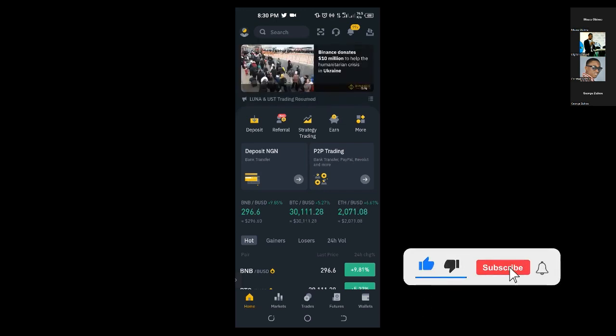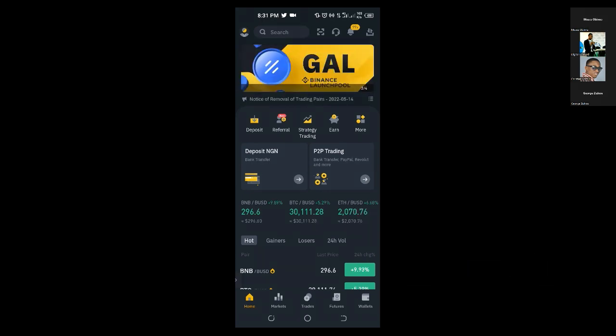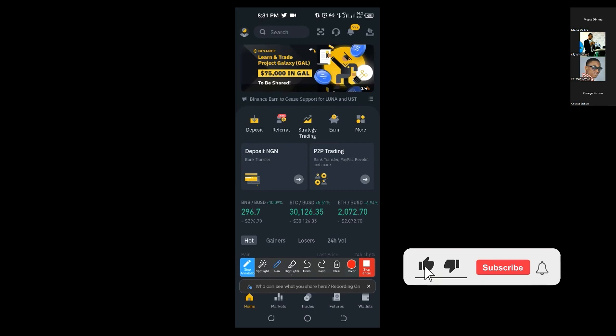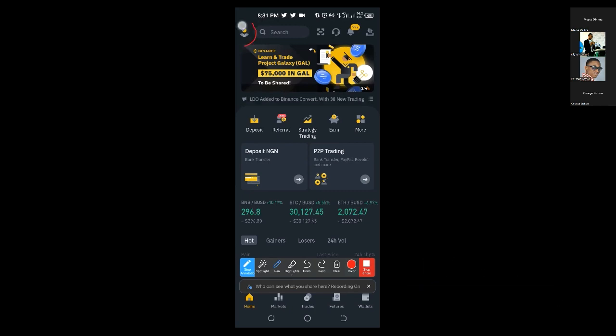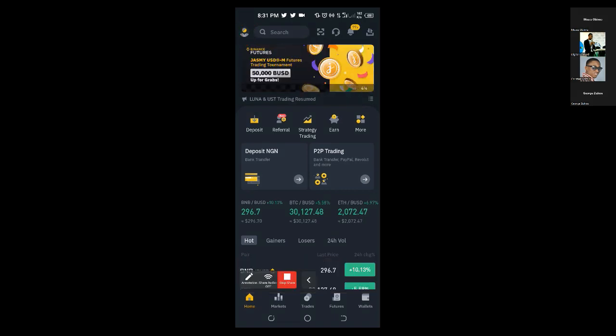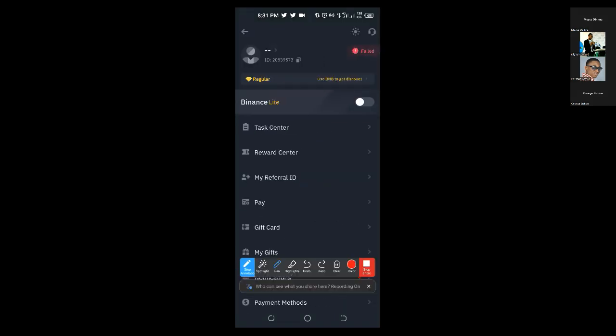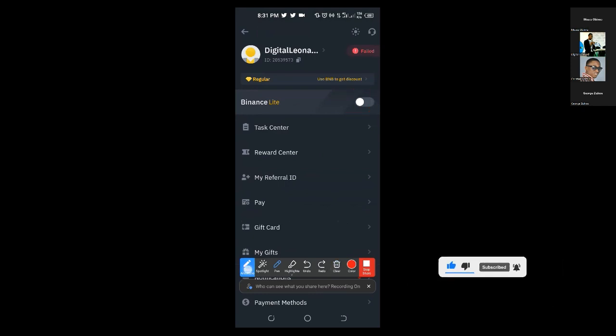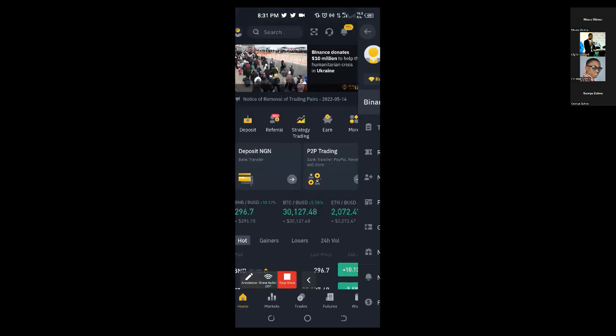All right, so to assess the Binance dual investment option, if you don't have the interface or this app that I'm looking at, you want to click this profile icon at the top left-hand side. Once you click on it, make sure you toggle this off, because by default it will be on. Toggling it off will switch you from Binance Lite to Binance Pro, and once you're on Binance Pro, you should have an interface like this.